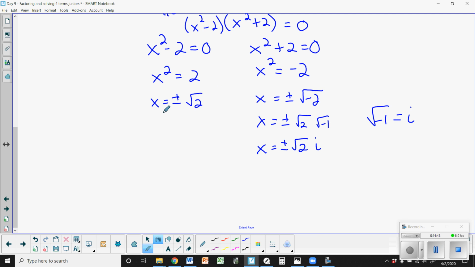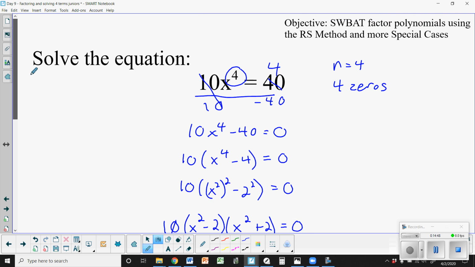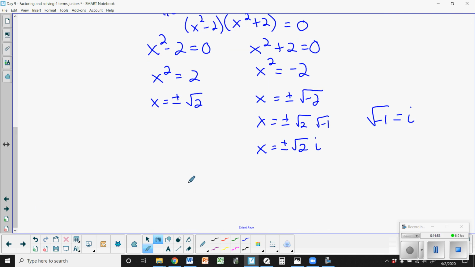So notice that we have 2 solutions here, 2 solutions here. Does that add up to our total number that we expected? Yes, it adds up to 4 total zeros, some real, some non-real. And we can still write it in set notation, though the notation here can look a little different. We'll put it in like this, and we'll put our real numbers first. So we'll put plus or minus square root of 2, and then plus or minus square root of 2i.